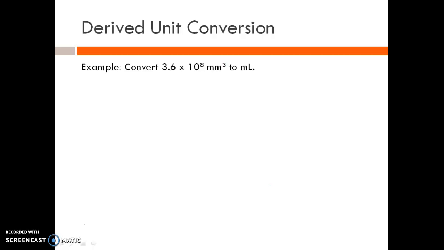So let's do one more example. We have 3.6 times 10 to the 8th as our given, and that's in cubic millimeters. And we want to know how many milliliters. So I know that I have to set up my conversions, millimeters to centimeters, and then I know cubic centimeters to milliliters. And so there's 1 centimeter in every 10 millimeters, and I'm just going to go ahead and cube that.